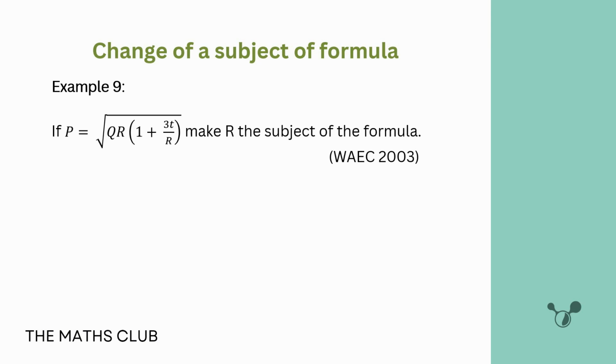Great. So we have rt squared or t squared r, same thing, all over p minus r cube. So the next question says that if p is equal to the square root of qr, open brackets, 1 plus 3t all over r, we should make r the subject of the formula. This is taken from WAEC 2003. I want you to pause the video and try it out yourself.